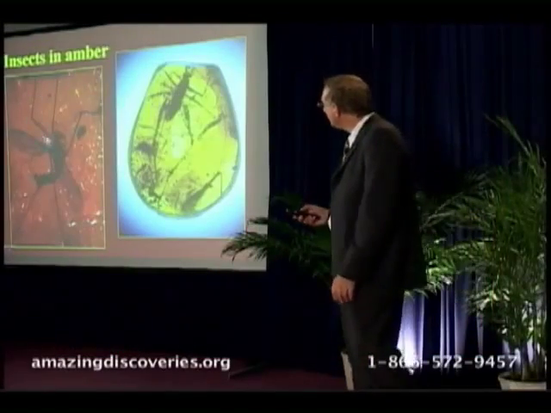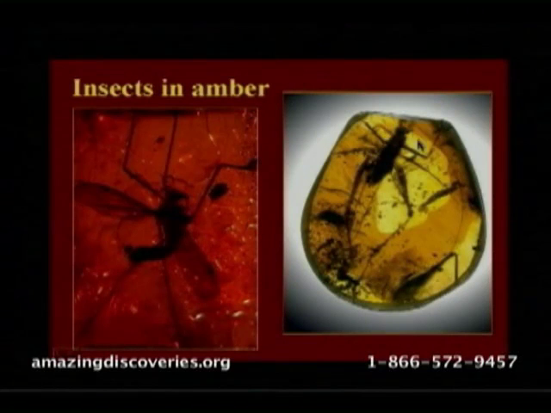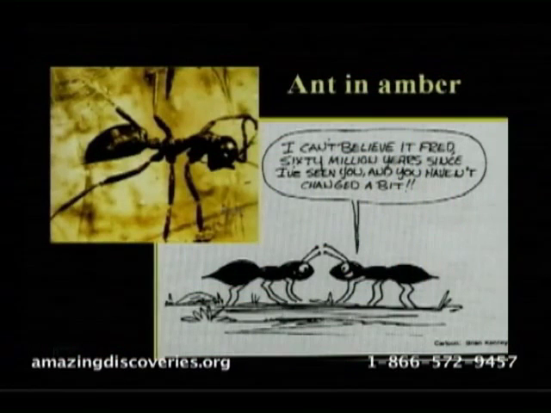Here's another insect in amber. They're unchanged. Here's a cricket in amber, unchanged. There is no evidence out there for any change. There's an ant. No wonder this ant is saying to this ant, I can't believe it, Fred. 60 million years since I've seen you, and you haven't changed a bit.